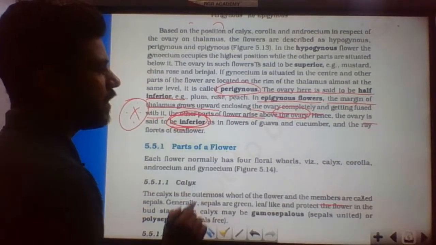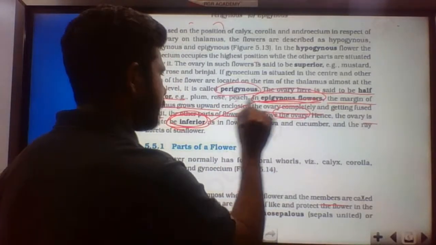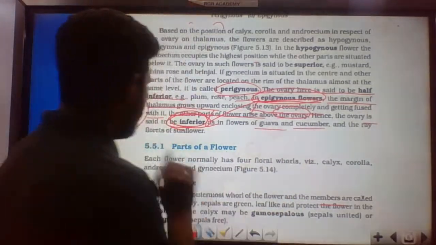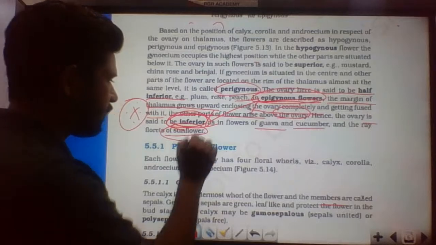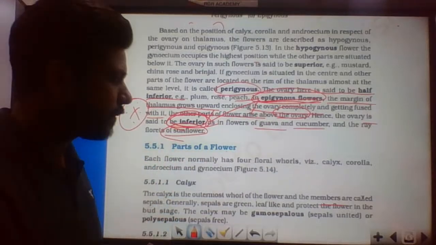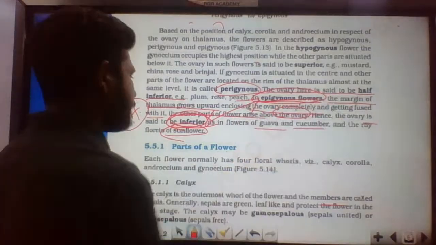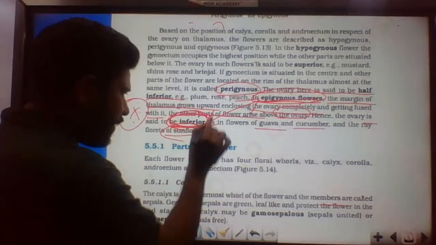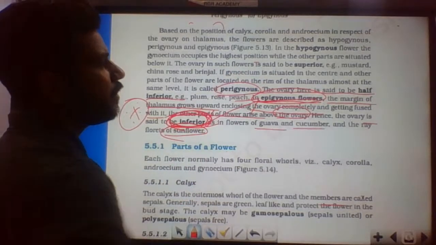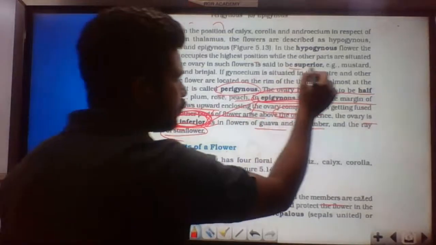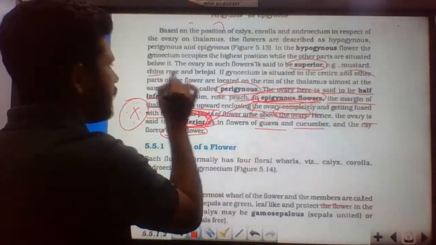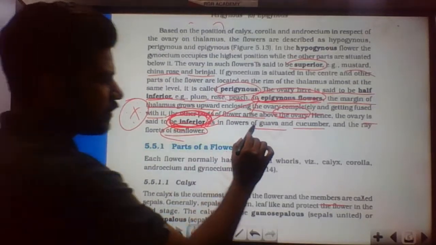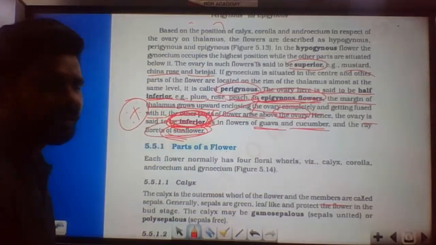Okay, this is the inferior one. So if there are epigynous flowers, they produce inferior ovaries, as seen in guava, cucumber and the florets of sunflower. So these three are the examples. So which is an example for epigynous flowers? Guava, cucumber and florets of sunflower, having inferior ovary. So totally how many ovaries did we see here? The first one is superior, as seen in mustard, china rose and brinjal; half inferior ones are plum, rose, peach; and inferior ones are guava, cucumber and florets of sunflower.